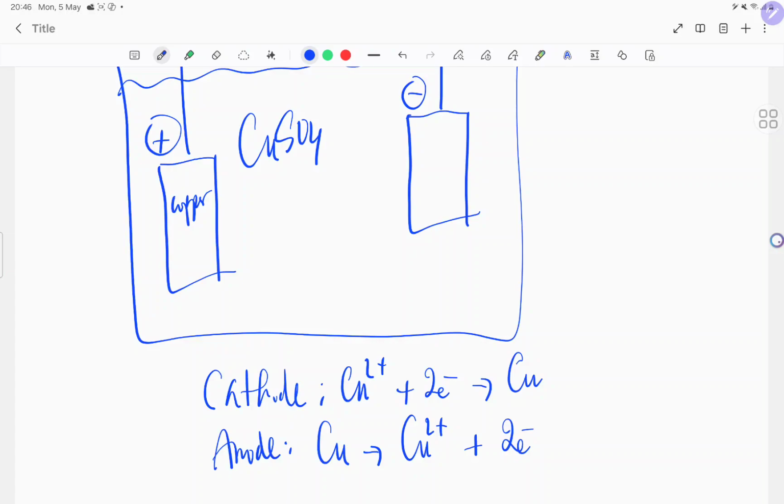So no change. But what if I use another electrode made of graphite? Will the color change? Yes, because the copper is gone and there's no compensation, right? So the color disappears and the solution becomes colorless. Understood? So you have to understand the process at the cathode and anode, and you have to choose the correct ions that will come to the electrode. Alright.